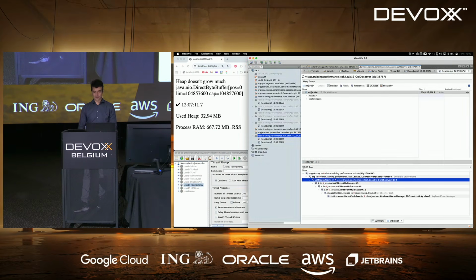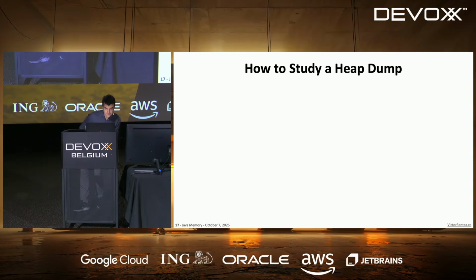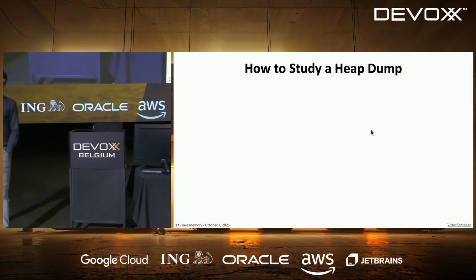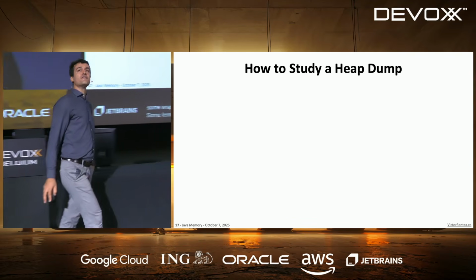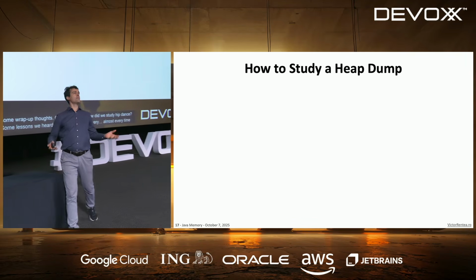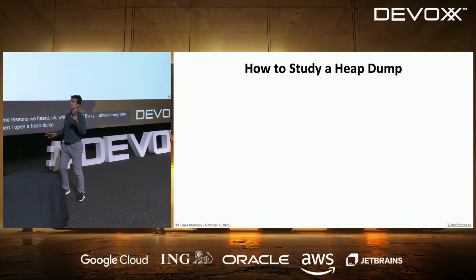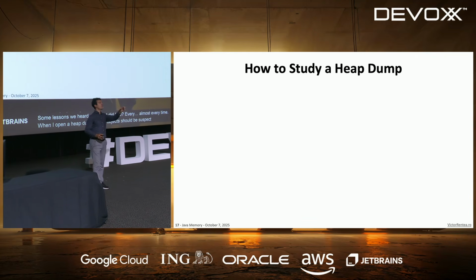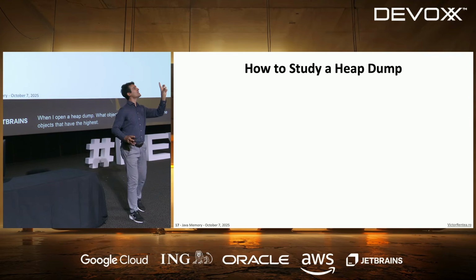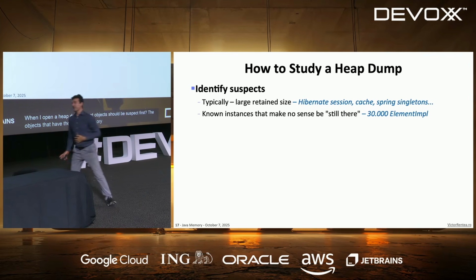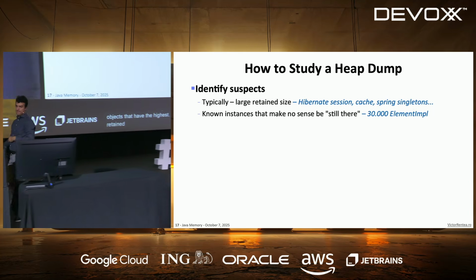Now, time for some conclusions and some wrap-up thoughts. So, how did we study heap dumps? Some lessons: what did I do almost every time? When I open a heap dump, what objects should be suspect first? The objects that have the highest memory retained. Bravo.